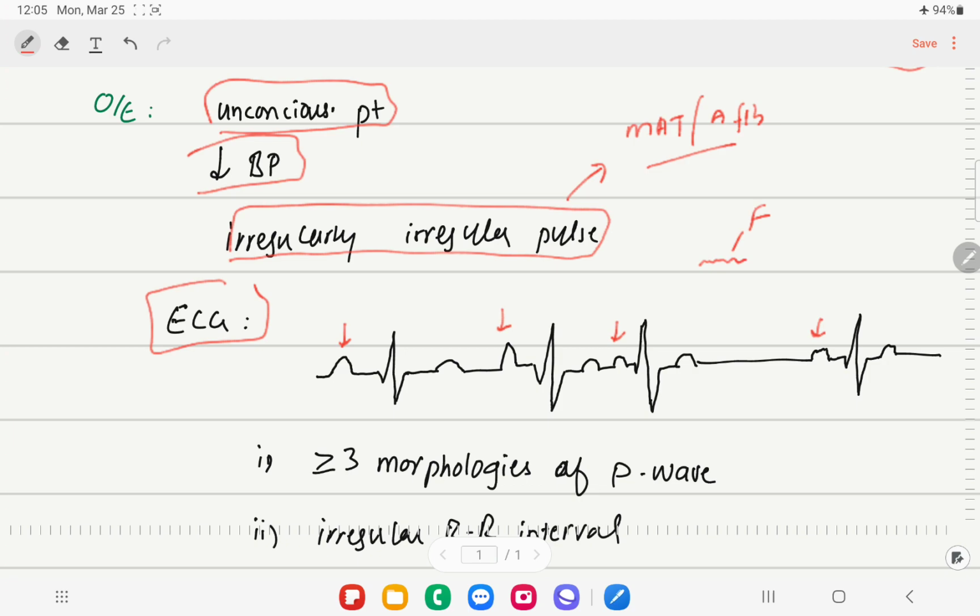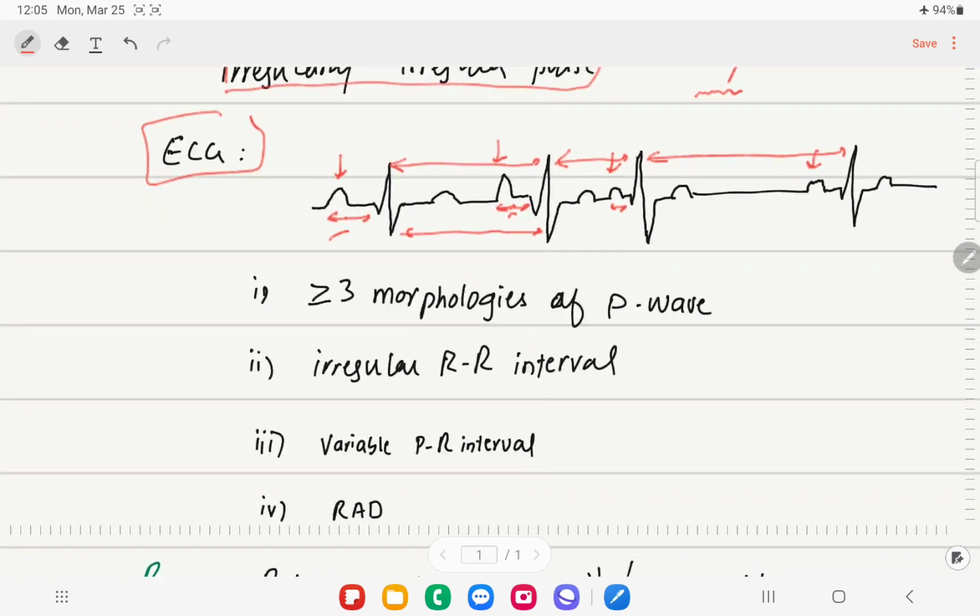And there will be a varying RR interval. So you can see the RR interval here. Let me draw it over here. The RR interval will be varying. And also the PR interval will be varying, just like you can see here. This is a PR interval. It's a bit prolonged here, it's a bit short here, and more short here. So the PR interval will be variable.